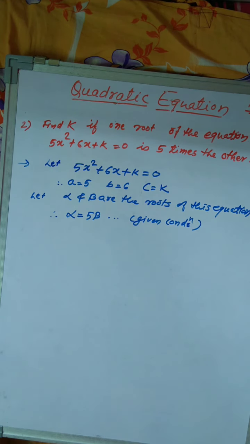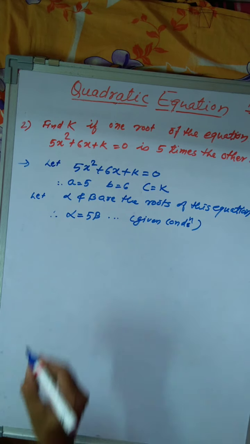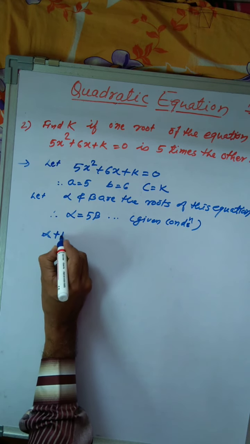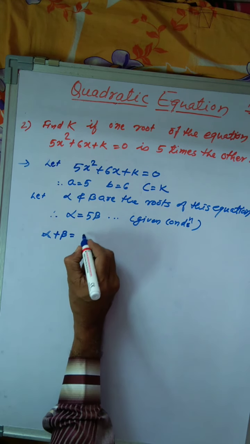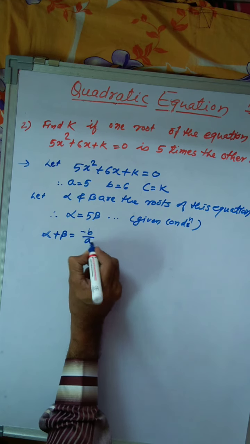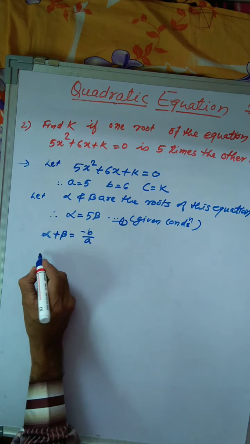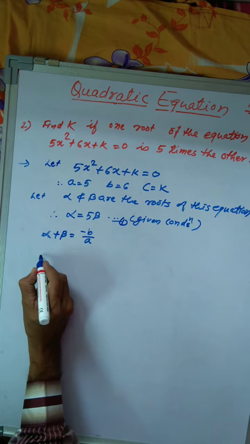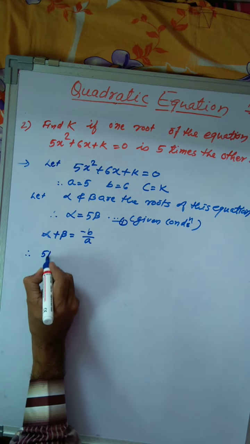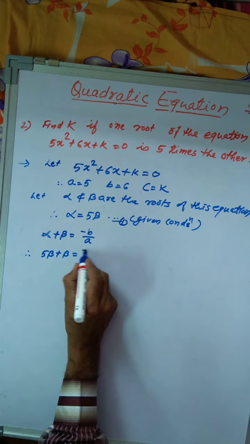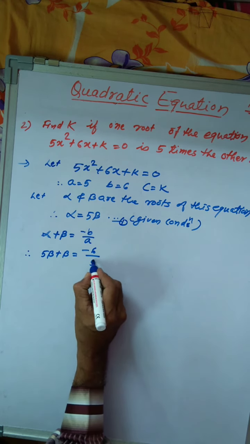By given condition, we have our formula. By the first formula, alpha plus beta is equal to minus b upon a. Substitute the value of alpha here, that means 5 beta. Hence 5 beta plus beta is equal to minus b upon a, that means minus 6 upon 5, where a is 5.